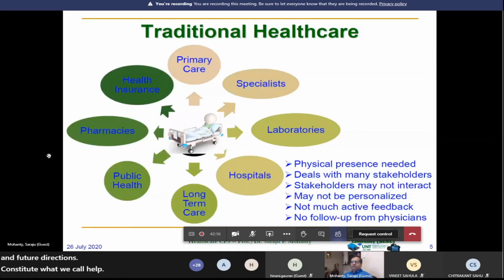In the traditional setting, we go to the doctor, we go to different specialists, we deal with health insurance, we deal with the pharmacy. All these, as a patient, we independently have to deal with, so many stakeholders. Specifically, when a person is living alone without family support and community support, then in a traditional healthcare system he needs to deal with so many stakeholders, which is a difficult task.